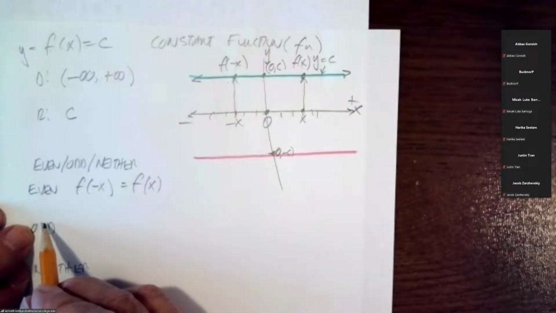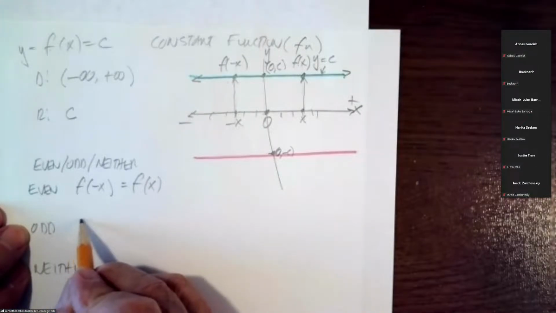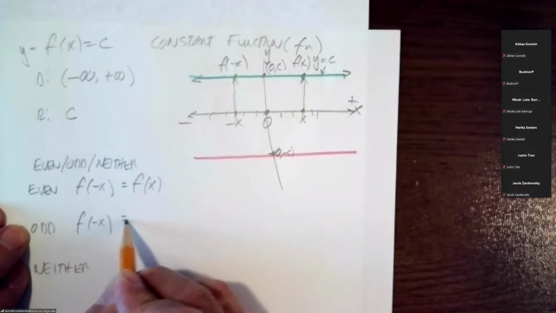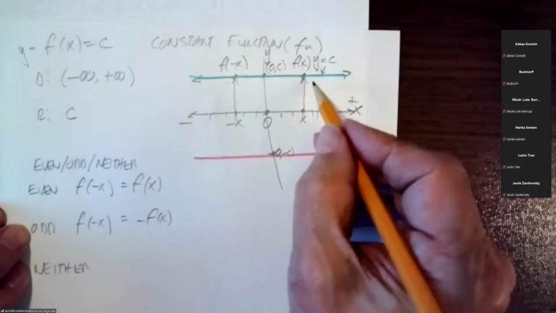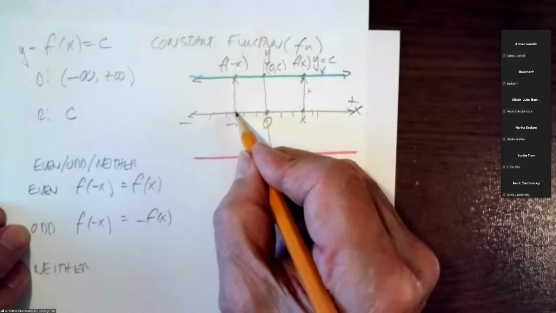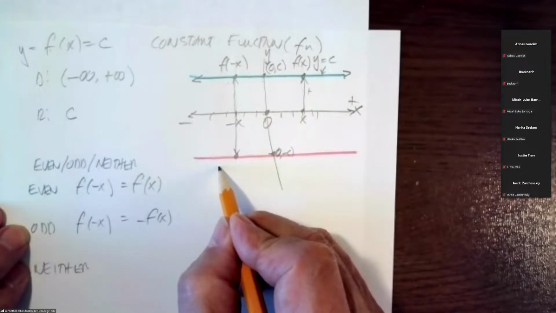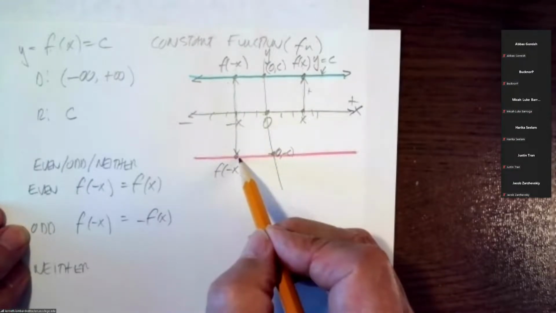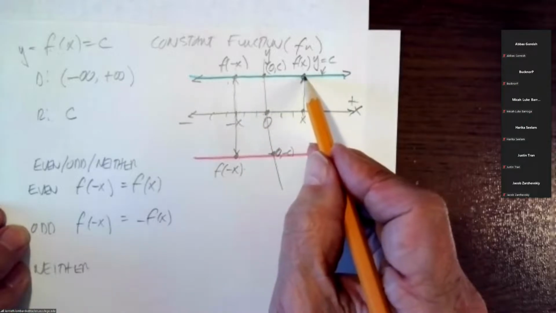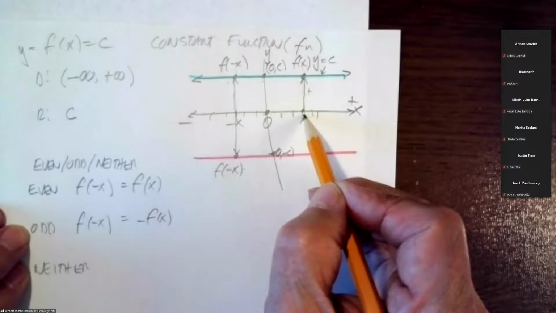Remember that? And then for an odd function, we said f at negative x equals negative f evaluated at x. So if this is the positive value, then here is the negative value. If we have a point down here, f evaluated at negative x, this value in the negative direction is this value in the positive direction. So the magnitudes are the same, only the signs are different.